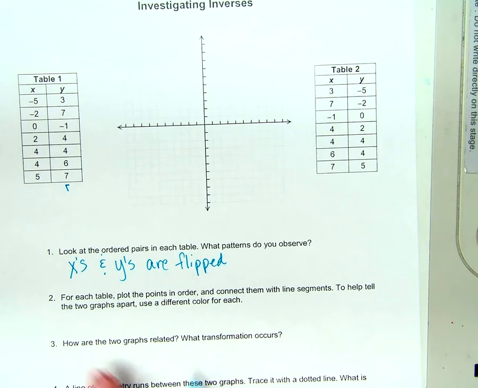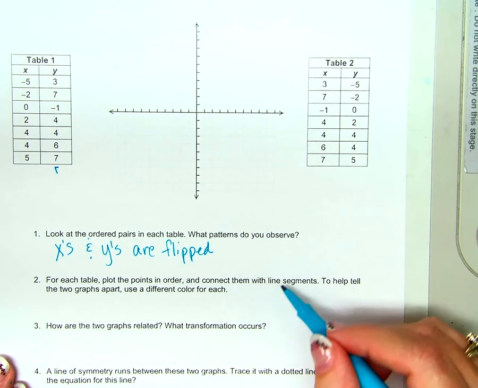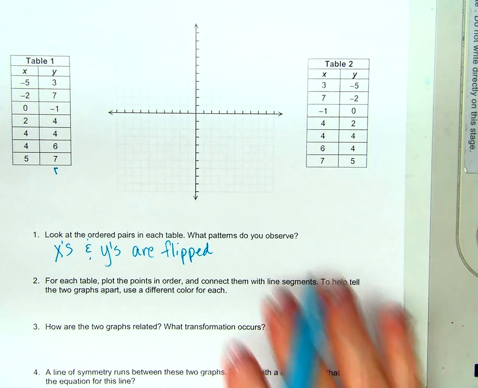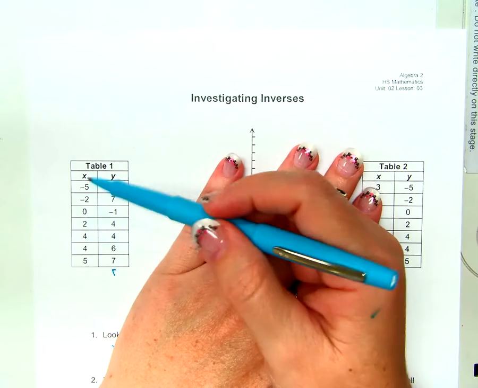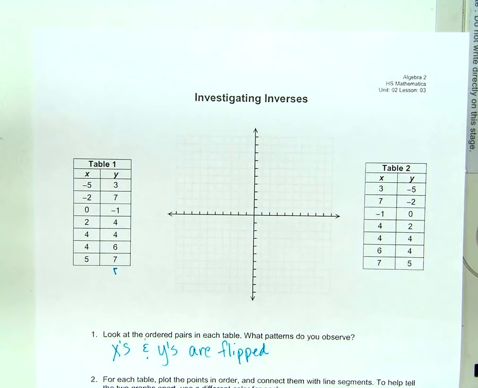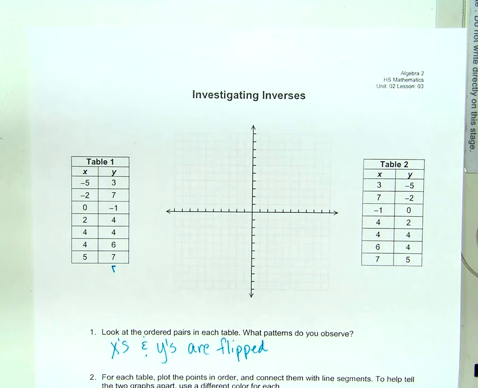Right. For each table, plot the points in order and connect them with line segments. Stop. Stop. If I said to you, plot this table on this graph, would you automatically connect them? No. We've learned that, right? This set of points is what? Discrete. Okay?